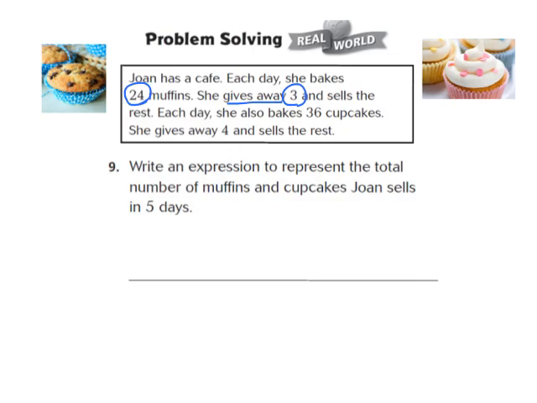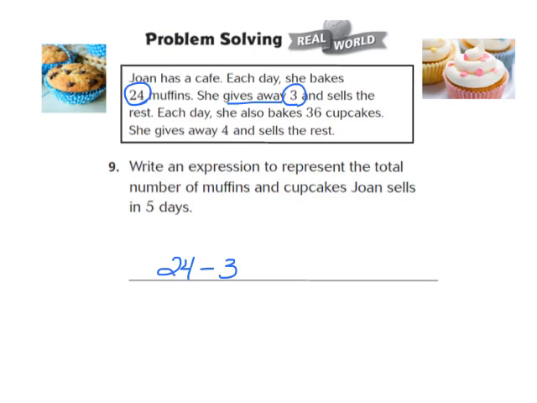So I'm going to start out with my 24, and if she's giving away 3 of those, muffins are going away. They're being taken away. So I know that that represents subtraction. So I'm going to start out with my 24 muffins minus the 3 that she gives away.